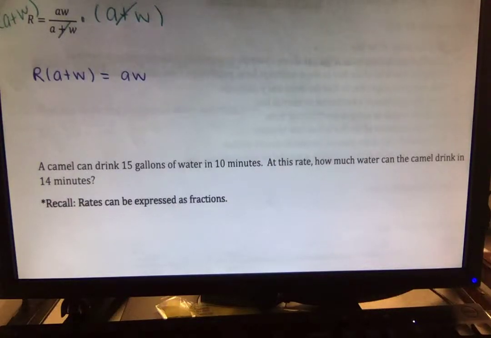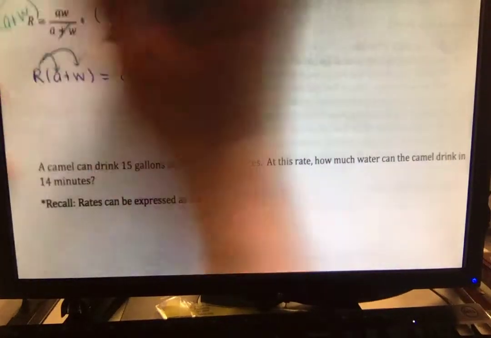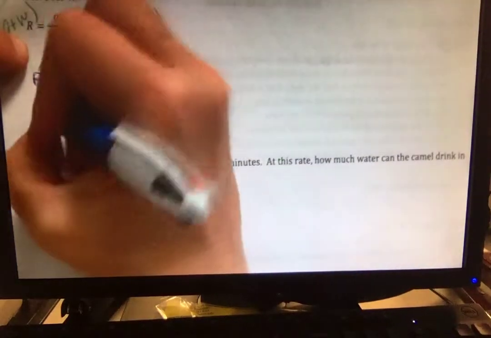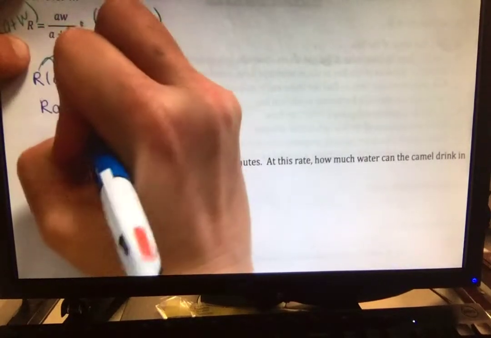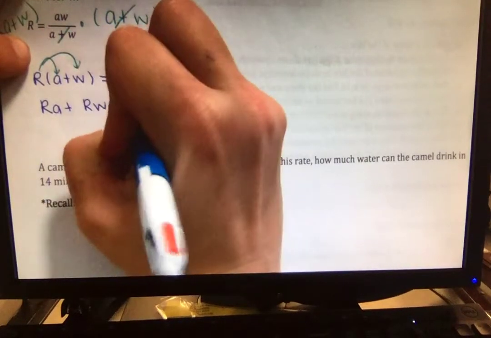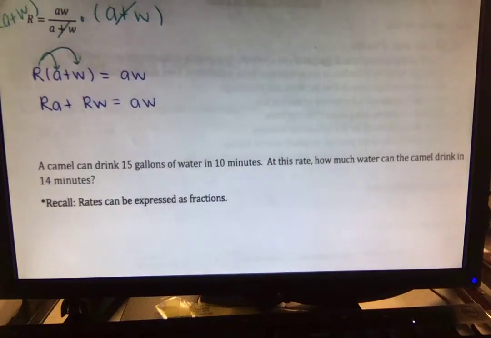No, you're a step ahead of me. You're good. Distribute. We have RA plus RW equals AW. We're getting closer. Now I have 2 separate terms with W. So let's try to combine these 2 W's onto the same side. How do I bring that RW over with the AW? Subtract RW from both sides.